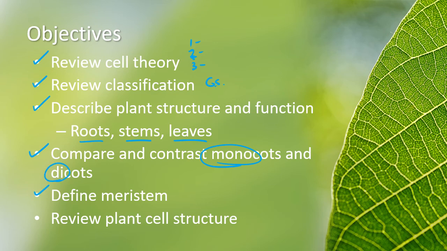We defined meristem, the stem cells of the plant. There are 2 kinds, apical and lateral. Apical is going to be root and shoot elongation of the plant. Lateral, or cambium, is going to thicken the stem. And then we reviewed plant structure. Good work today.